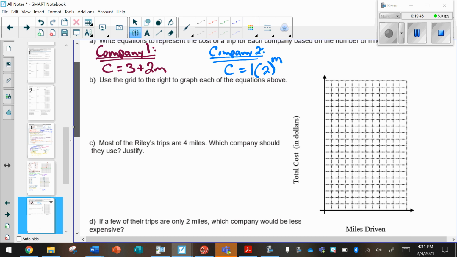The linear equation is going to be a little bit easier to graph. We start at a y-intercept of 3, and it goes up $2 every 1 mile. So up 2 over 1, up 2 over 1, up 2 over 1. This is probably annoying to you, but it's sometimes fun to say. Almost like a song. Connect the dots. That is company number 1.